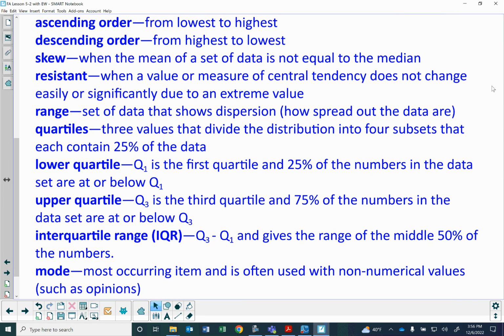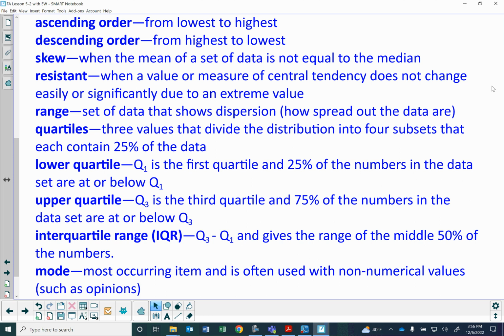Data is considered to be skewed when the mean of the data set is not equal to the median. So if you get a different number for your mean than you do for your median, your data is considered to be skewed. A data set is said to be resistant when a value or measure of central tendency does not change easily or significantly due to an extreme value. So in other words, if you have what's considered to be an outlier and it doesn't change your data very much, it's very resistant to that outlier.